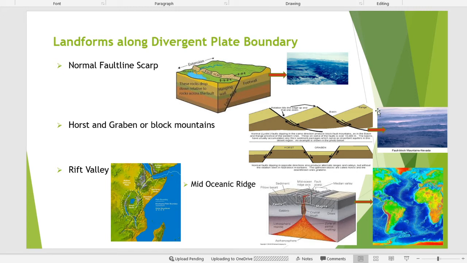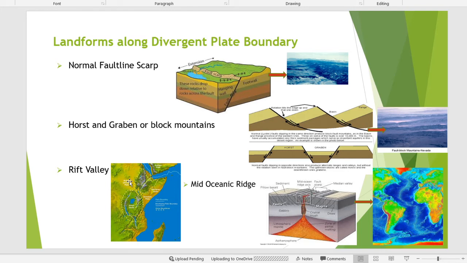Then with the passage of time, when the tension increases further, we will see some step-like formations. There will be a series of normal faults. Later, with the development of more of these faults, you can see here there are fault block mountains in Nevada. One of the blocks may sometimes slide downward and the other may rise up, and this leads to the formation of another type of landform called the horst and graben. Horst is the raised platform, whereas the graben is the lowered platform.